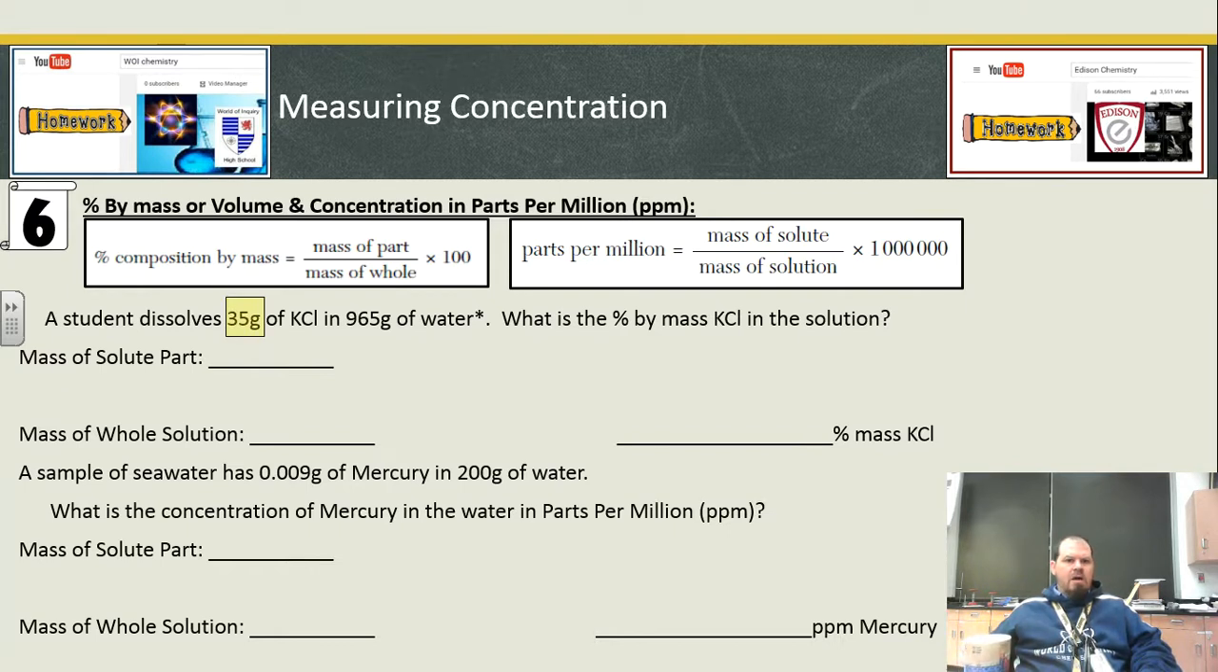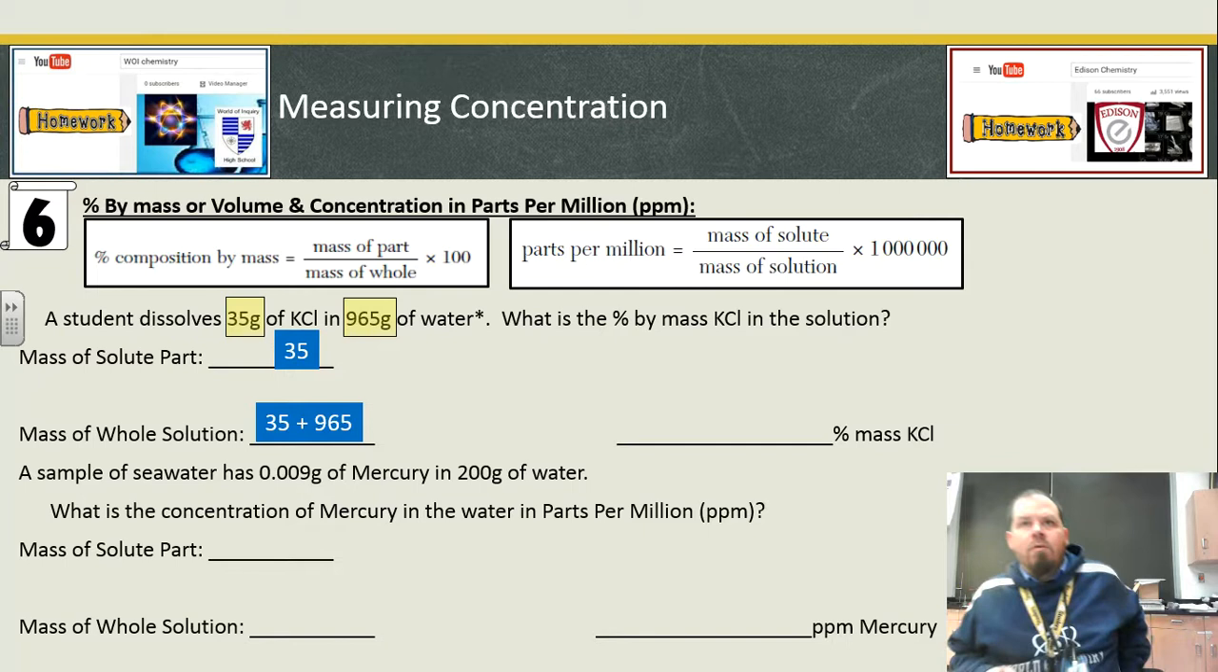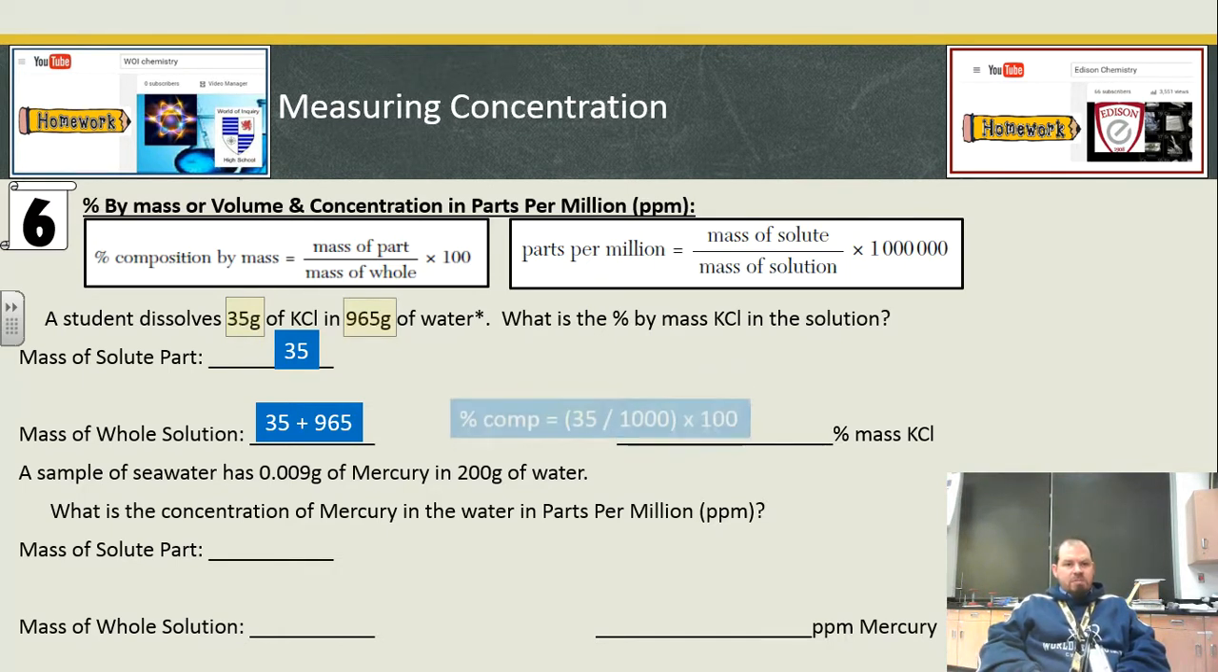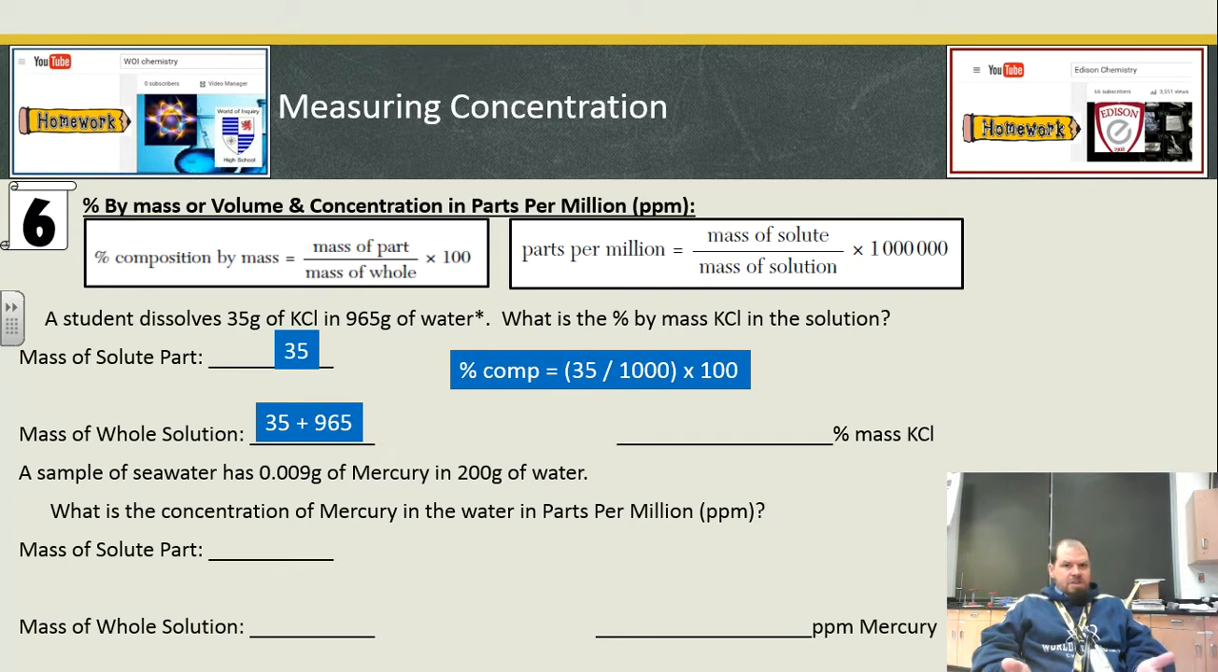So 35 grams is my part, but I have to add those things up to get my whole solution. I was trying to make reference to that earlier. So the solution now is the solute and the solvent together. So there's a difference between liters of solvent for molarity and mass of the entire solution for percent by mass. So this is just going to be the percent composition equation, right?